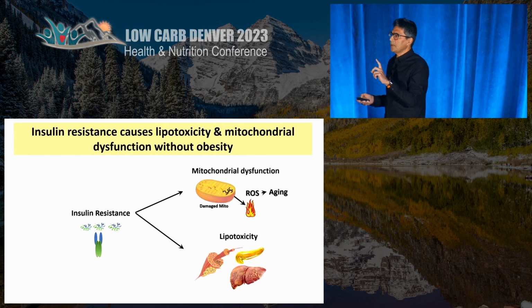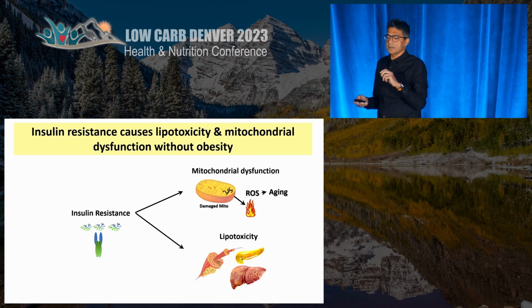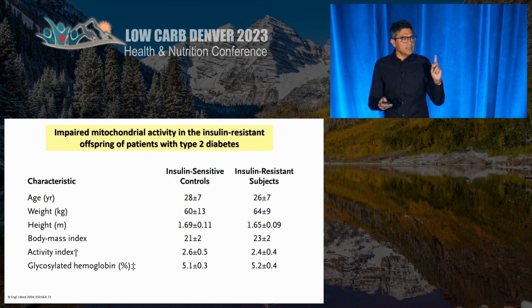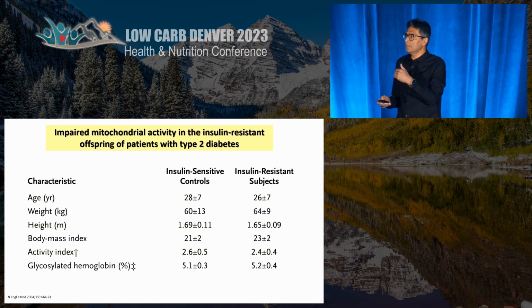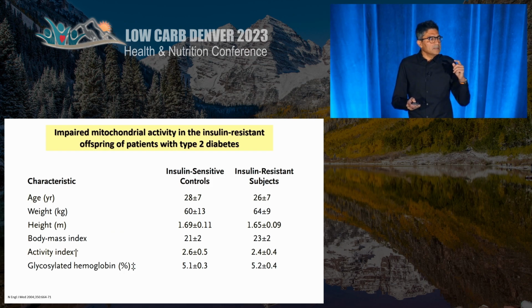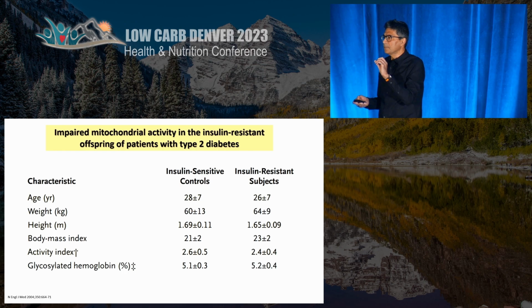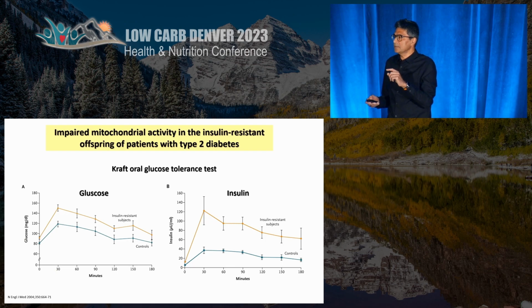Now, you don't need to actually become obese to have insulin resistance and lipotoxicity, because this study looked at offspring of type 2 diabetics and compared them with lean controls. And what was found is that even though they were similar in age, similar in weight, and similar in hemoglobin A1C, these individuals on a glucose tolerance test had higher sugars and higher insulin at each time point, indicating that they were insulin resistant.